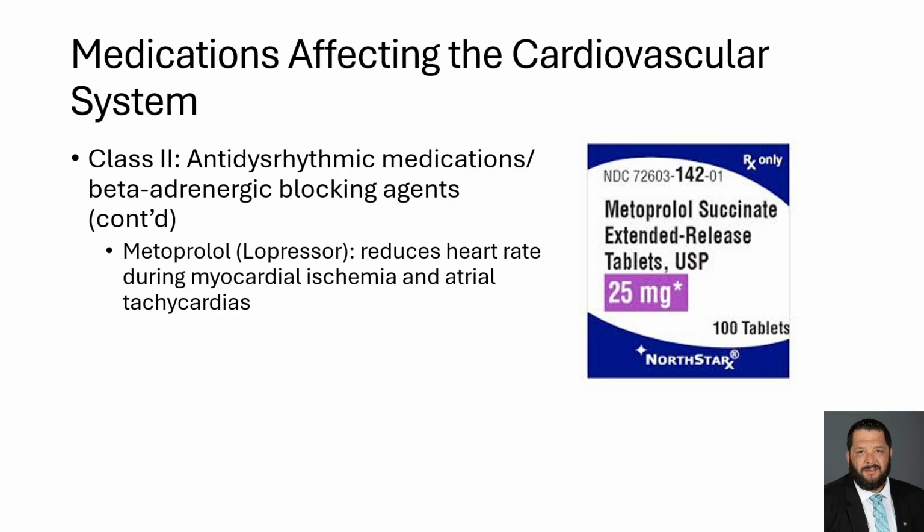Some of the common beta blocker agents that you're going to see are medications that end in -olol, and that's generally the consensus with beta blockers. So metoprolol, or the brand name Lopressor, is one of those medications. It reduces heart rate during myocardial ischemia and atrial tachycardias, and is often used as an adjunctive treatment with patients having an MI and a rapid heart rate to help reduce the myocardial oxygen demand.